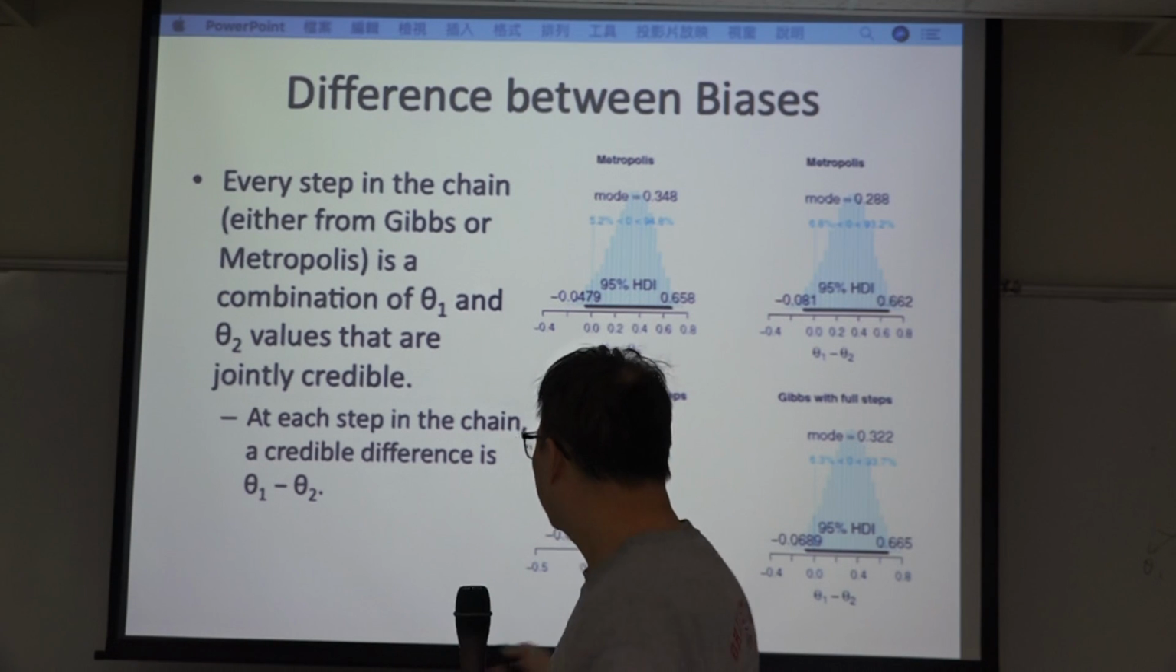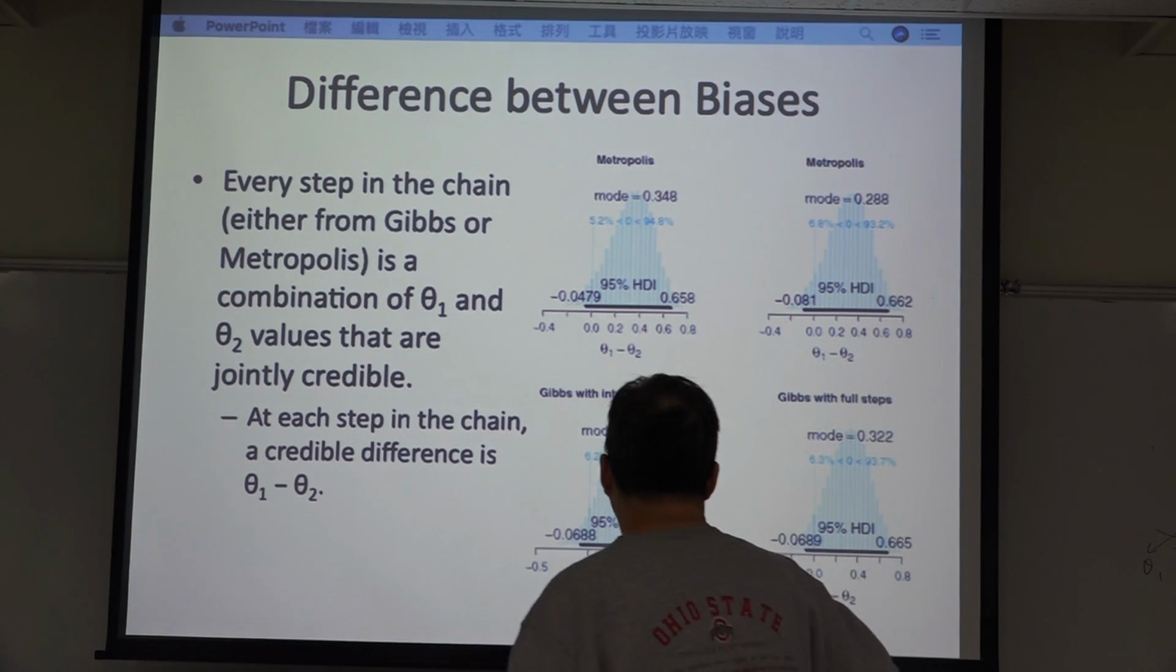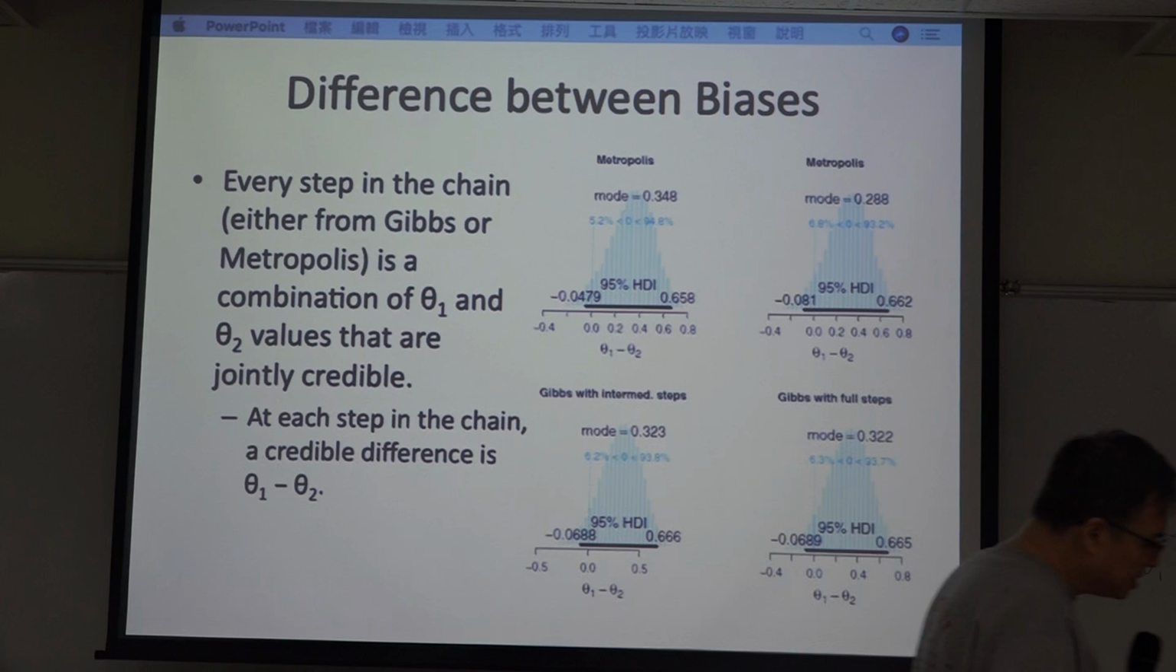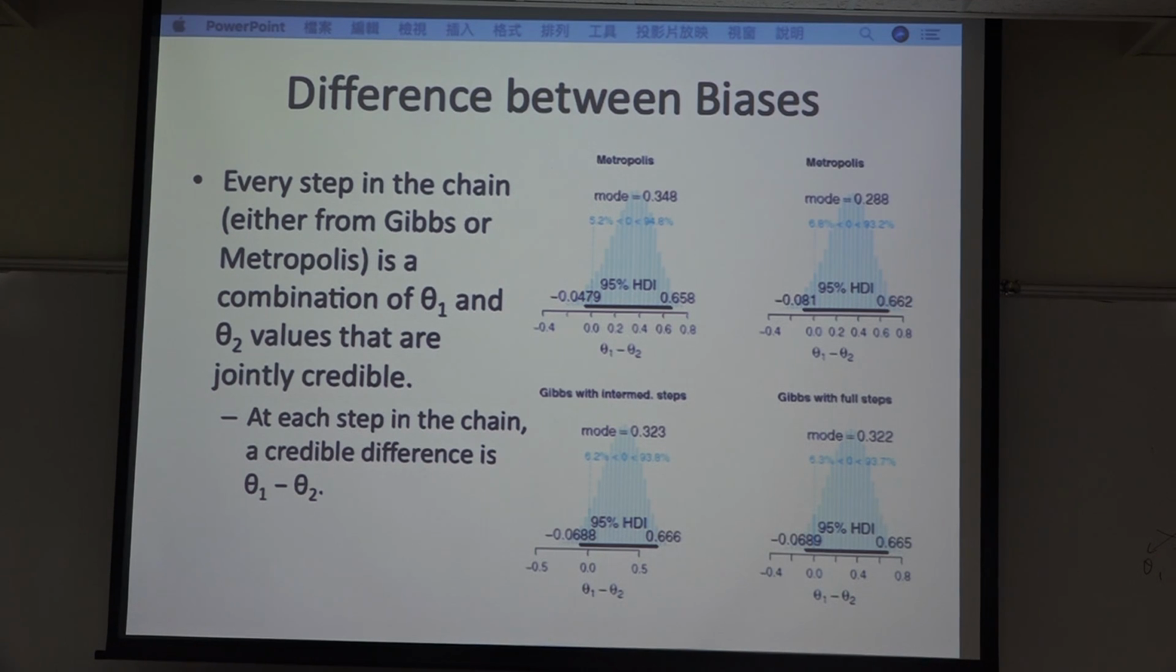If you remember, this one has a much better effective sample size. You can see this one, the mode is 0.348. This one, the mode is 0.288. And the 95% HDI is from negative 0.0479 to 0.658. This one is from negative 0.081 to 0.662. You can see this one and this one, their results are very different, right?